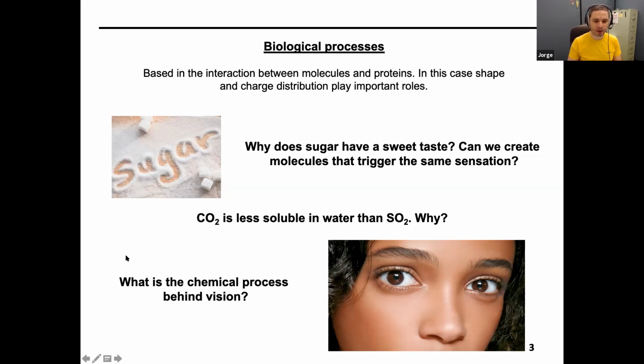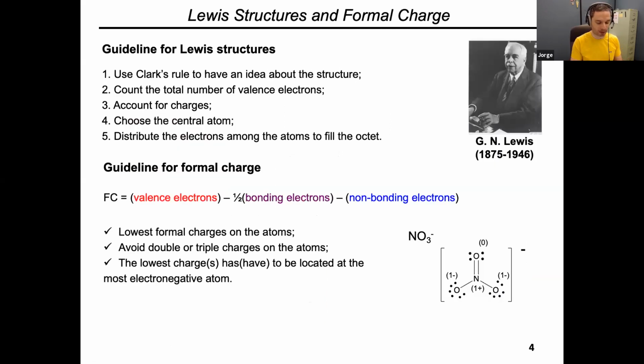And molecular geometry is very important as well in the chemical process behind vision. So with that being said, let's start talking about molecular geometry. Again, keep in mind that you need to know how to draw Lewis structures. Just follow what we have been doing in this week and last week as well.